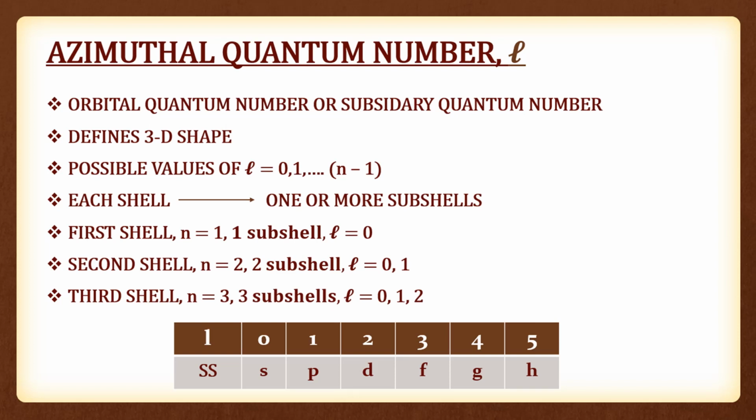For each subshell, there is an assigned value of the azimuthal quantum number. So the value of L is 0, the subshell is S. For 1, the subshell is P. For 2, it's D. 3 is F. 4 is G and 5 is H.